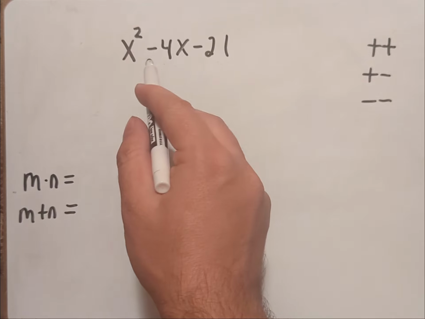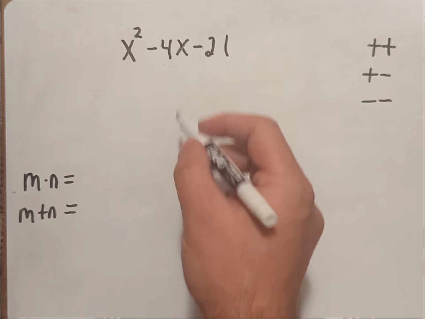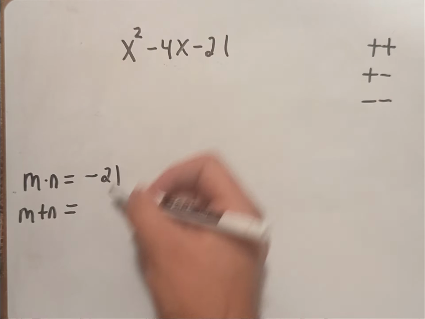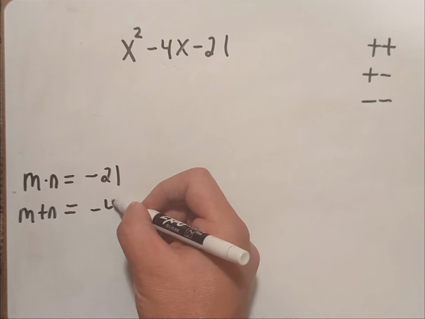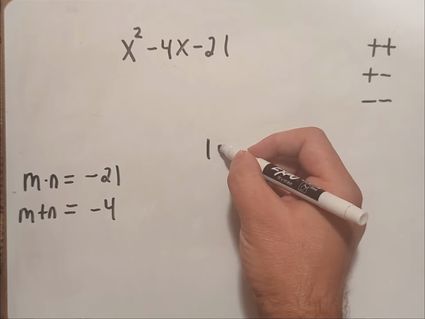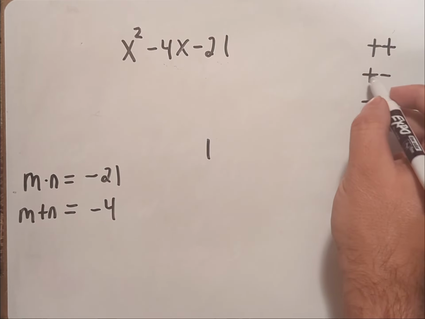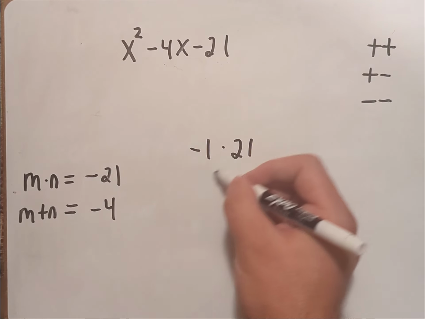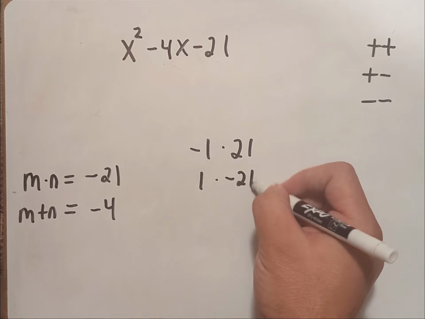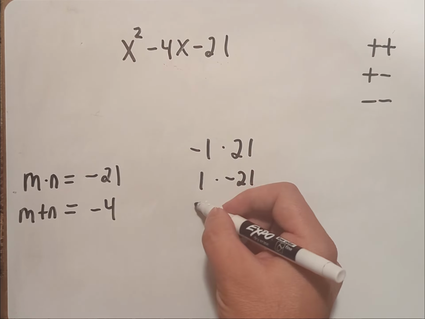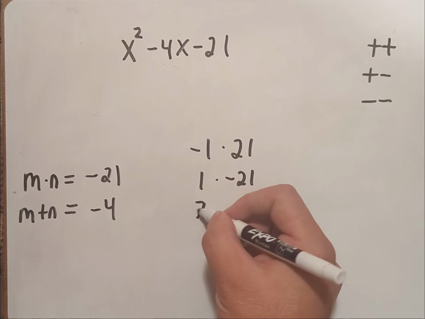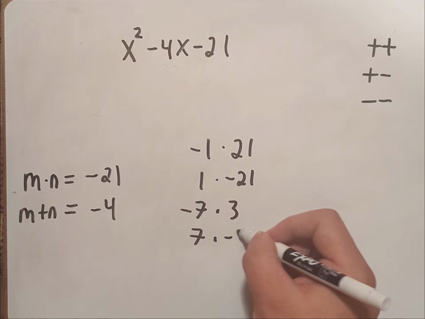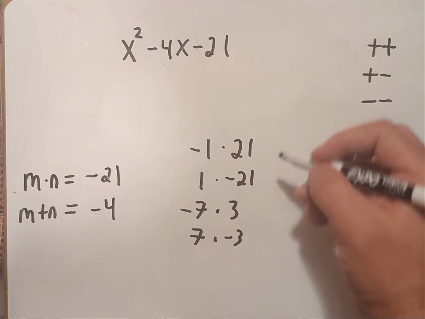So let's look at the next example where this term's negative, this term's negative. So again, think of two numbers when we multiply, get the number at the end, yet when we add them, we get negative 4. So looking, are both numbers going to be positive? One positive, one negative, or both negative? So let's think of 1 and 21. Well, we have each case, one's negative, one's positive, then we switch. Then we also have 7 and 3. We'll make this one negative, and then let's try to add these numbers together.